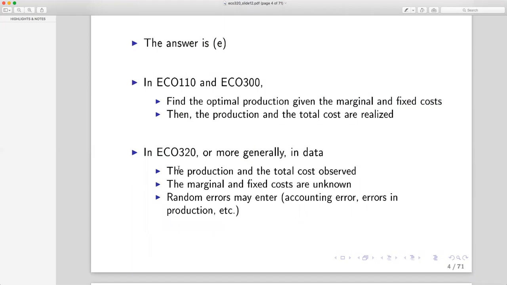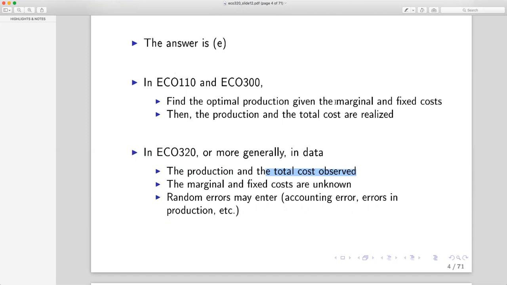In Econ 320, we are actually trying to estimate that. The production and total costs are observed, and the marginal cost and fixed cost we don't know. What we know is how much they are producing and the total cost. We have no idea what the marginal cost or fixed cost is. So this is data-driven analysis. Given the data we have, we want to analyze and estimate the marginal cost and fixed cost. That is the highlight of Econ 320.